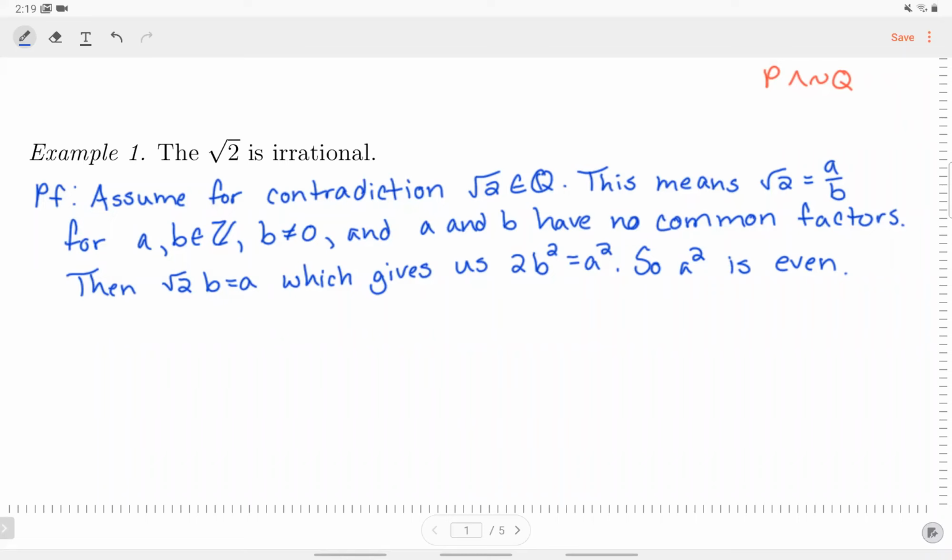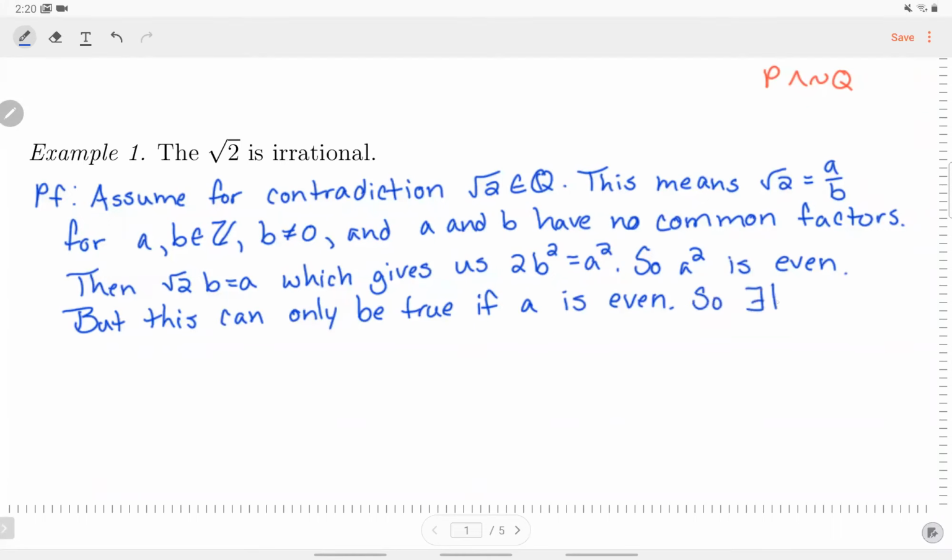Well, so is a even or odd? Has to be even, because what have we proven? We showed if a is odd, a squared would be odd. So the contrapositive would be a squared even implies a even. But this can only be true if a is even. So now we're going to do what you were saying of what does even mean. This can only be true if a is even.